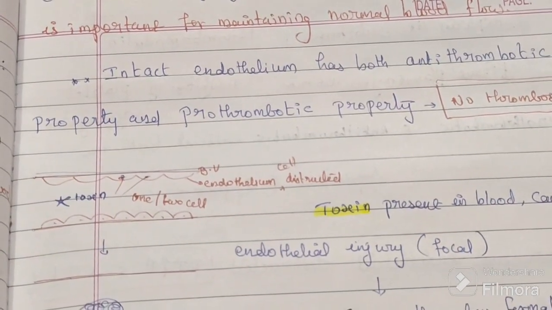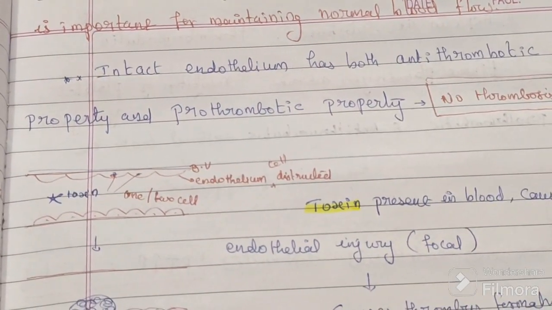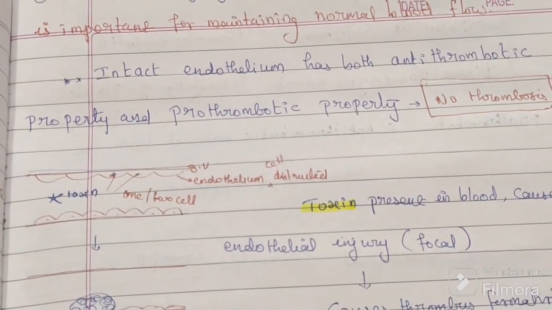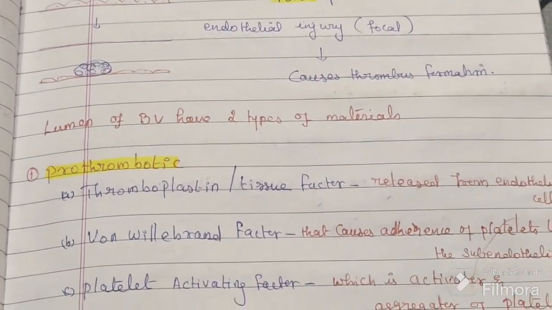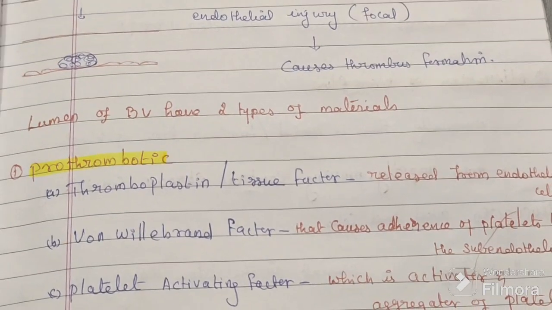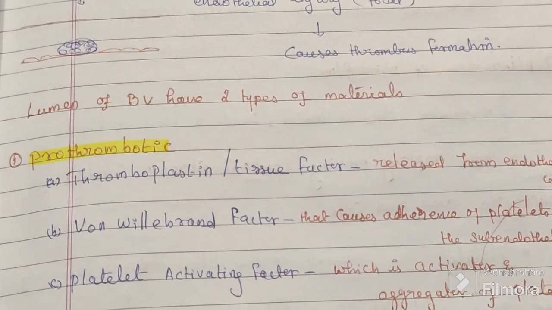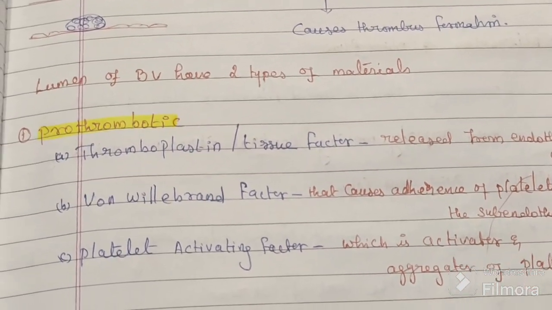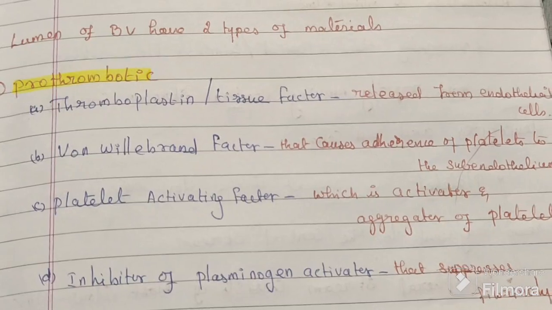It is deterring the thrombus formation. So the first reason, endothelial injury. Okay, then why will it happen? The lumen of a blood vessel has two types of material. One is prothrombotic material. These are examples of prothrombotic material.